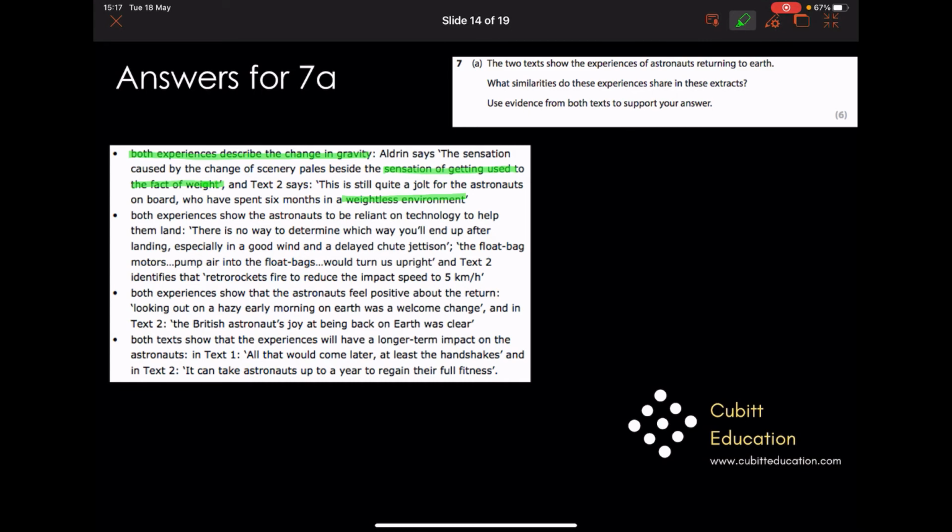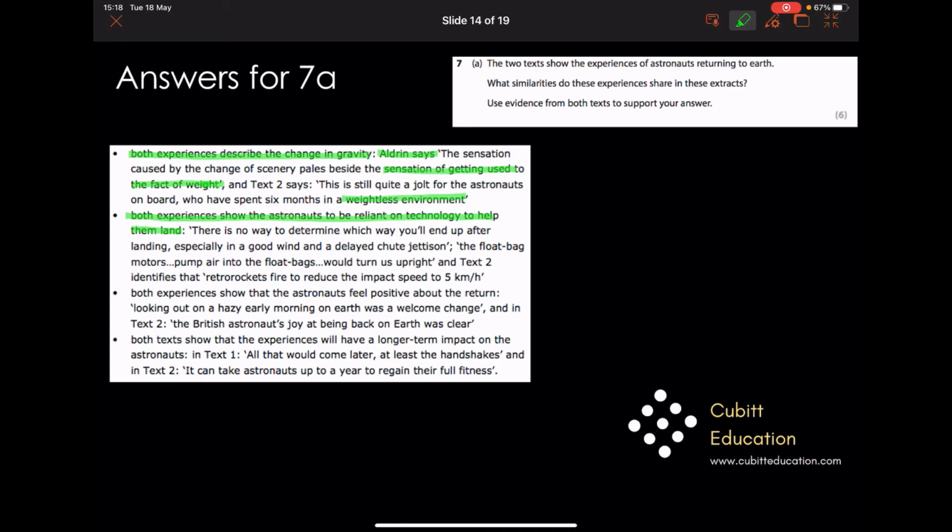Again, pointing out which bits are from each text. So you can either say text 1 and text 2, or there they've used Aldrin. Buzz Aldrin says, whatever. The next example, both experiences show the astronauts to be reliant on technology to help them land. Very good point. "There is no way to determine which way you'll end up after landing, especially in a good wind and a delayed chute jettison."